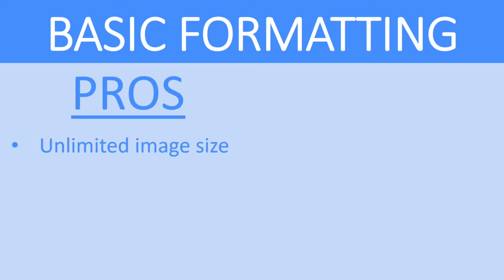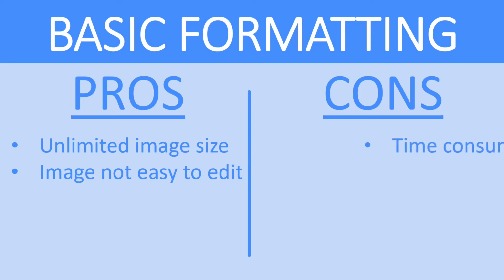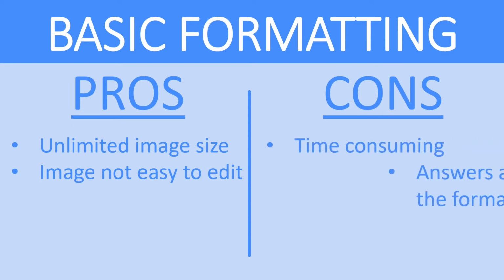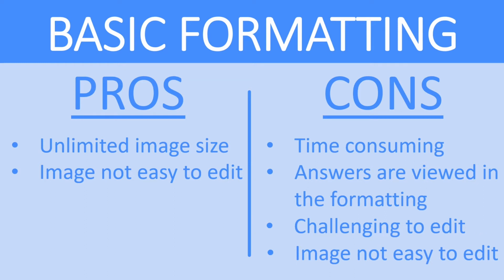Some of the pros for basic formatting is you have an unlimited image size. And what I mean by that is the sheet can always keep up with the formatting that you're putting in. One pro also is the image can't easily be edited if you're creating an image and then, for example, selling it on TPT. As for the cons, it's very time consuming. Answers can be viewed in the formatting, so if a student clicks on the conditional formatting, they can actually see the answer. It's really difficult to edit compared to setting up with an answer key. And I know I said this was a pro, but it could also be a con that the image isn't easy to edit. Let's say you want to change something that's not a quick, easy fix.